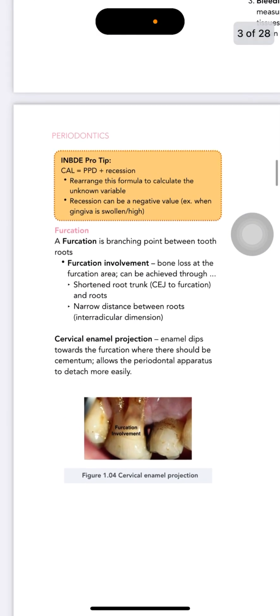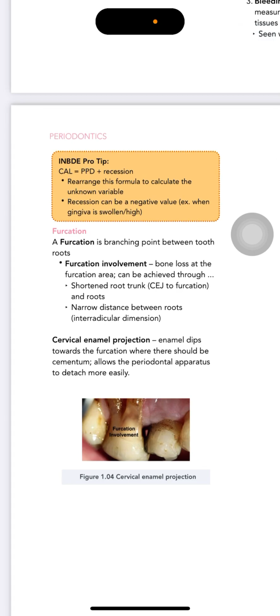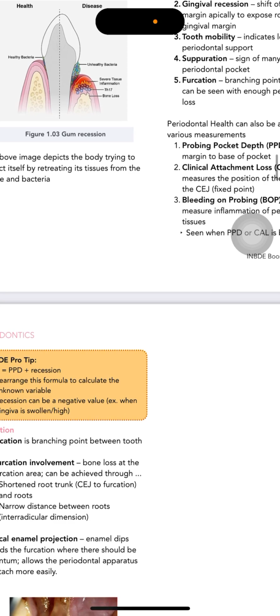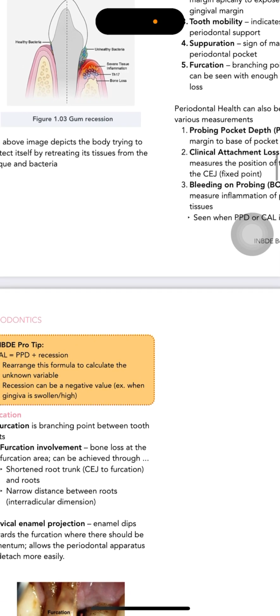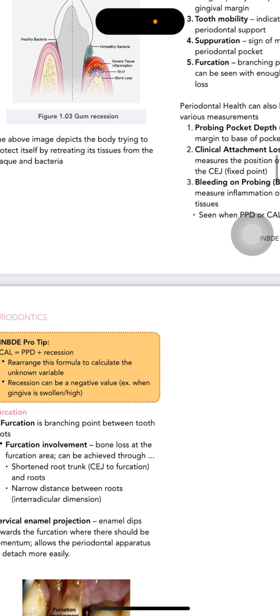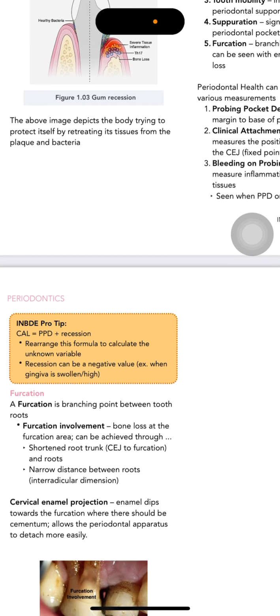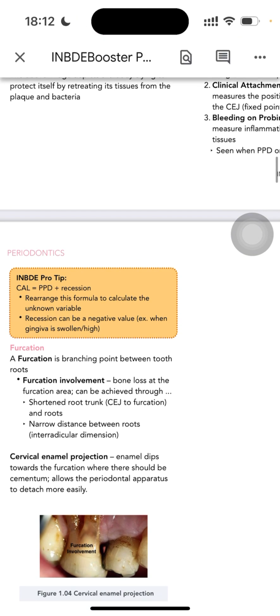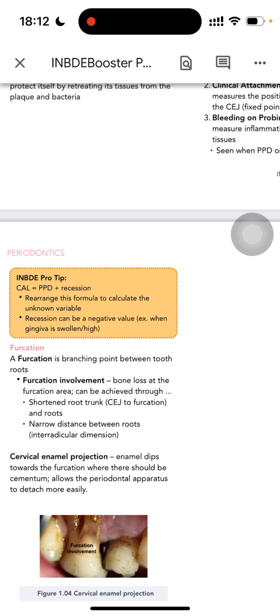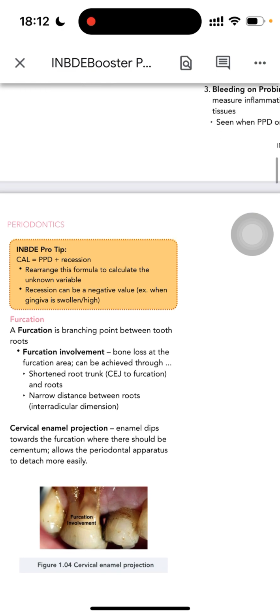CAL, clinical attachment loss, equals probing pocket depth (PPD) plus recession. Rearrange this formula to calculate the unknown variable. Recession can be a negative value when the gingiva is swollen high.